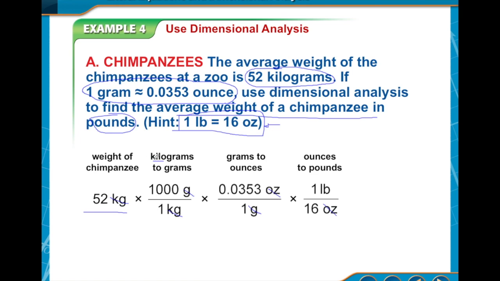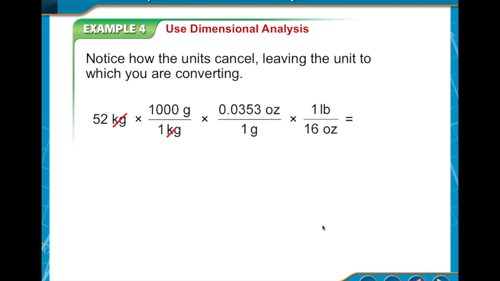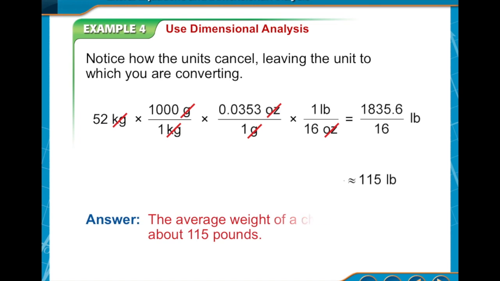So 52 times 1,000 times this decimal, divide by 16, then you get your final answer of a chimpanzee's weight in pounds. So we notice all our units cancel, and we're left with pounds. We get this decimal here. So if you estimate, that chimpanzee weighs about 115 pounds. So that's not too far off what you should expect. So that's our solution there. Just converting units. Very, very useful in the future to make sure you understand and get the correct answer with problems that have complex units.